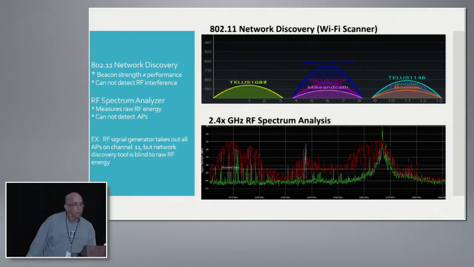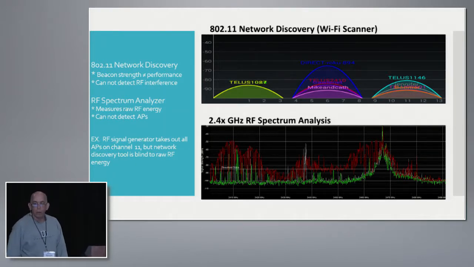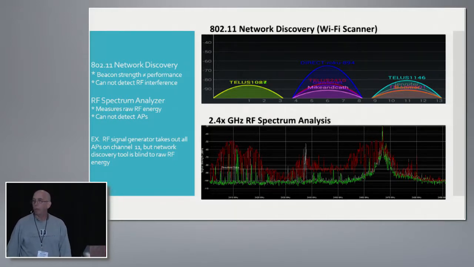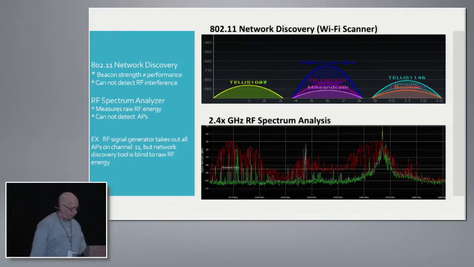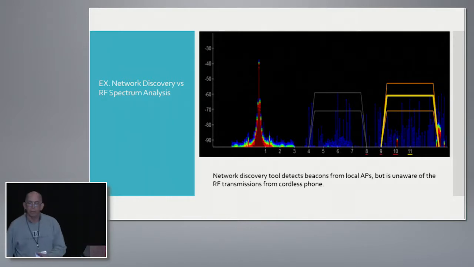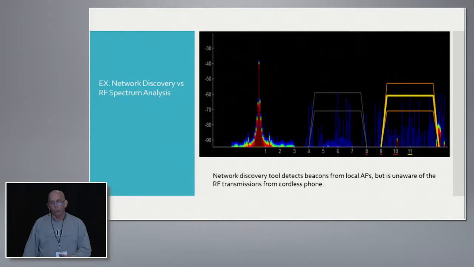As an example, in the chart below, we used an RF signal generator to inject some energy around channel 11, and that would totally take out any APs that were using channel 11, but the network discovery tool would be totally unaware of that interference. Here's another example: a network discovery tool detects beacons from local APs, but it's totally unaware of that cordless phone on channel 1.